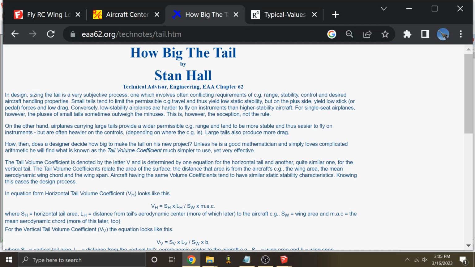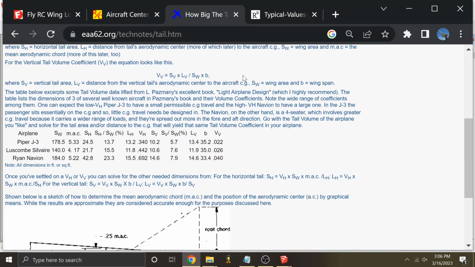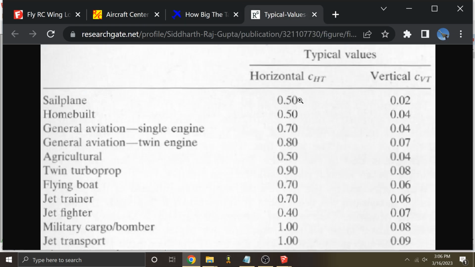The first thing we want to figure out is how big the canard is going to have to be. There's something called the horizontal tail volume ratio, or horizontal tail volume coefficient. There's basically a formula for calculating it, and there's a bunch of numbers here for typical values of the horizontal, and there's also one for the vertical stabilizer. So basically, you want to figure out what type your plane is and then pick your horizontal tail coefficient so that it's around what you need it to be.